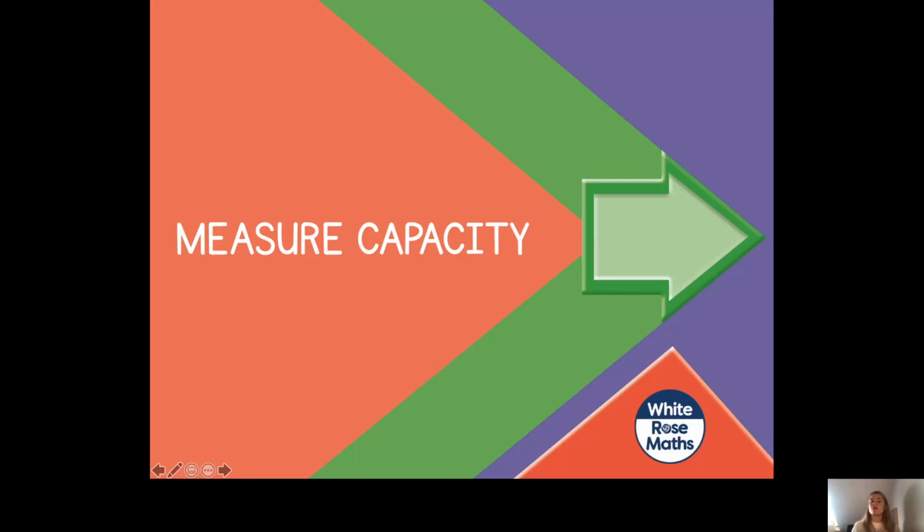And we can describe this as empty, almost empty, half full, almost full or full. Okay, so there's lots of different ways in which we can describe volume, but today we're going to be looking at measuring capacity. But before we do that, let's warm up our brains with our flashback.